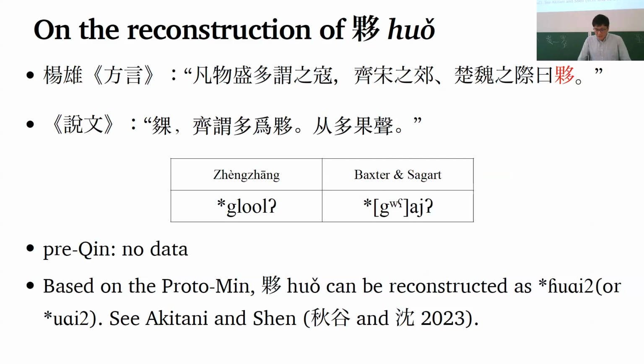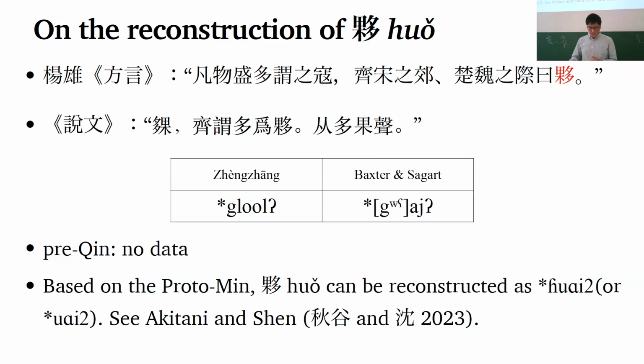And let's take a look at huo. Xianlui Jing also mentioned the Yangxiong Fangyan. 提手旁，扬手翻言，防恶甚多谓之寇，其宋之招，楚谓之计曰火。 And this is the reconstructed form of Zhengzhang Shangfang and Baxter and Sagart 2014. As you can see, Zhengzhang reconstructed a rounded vowel O because it is hekou in Middle Chinese, and Baxter and Sagart 2014 reconstructed an unrounded vowel for the word huo. But in transmitted documents, we don't have any other example to reconstruct the vowel.